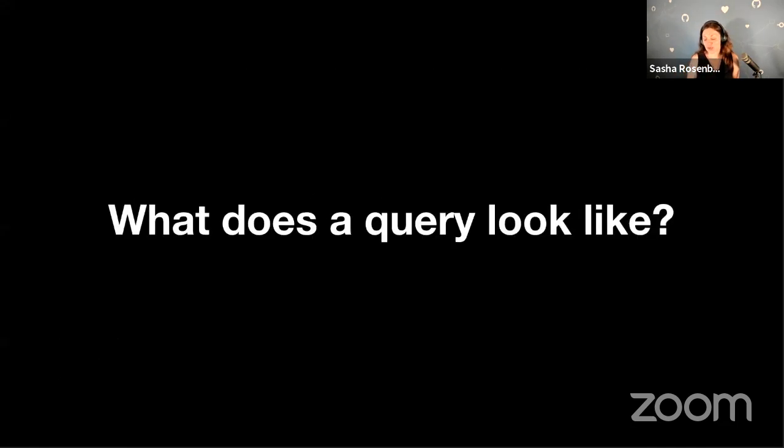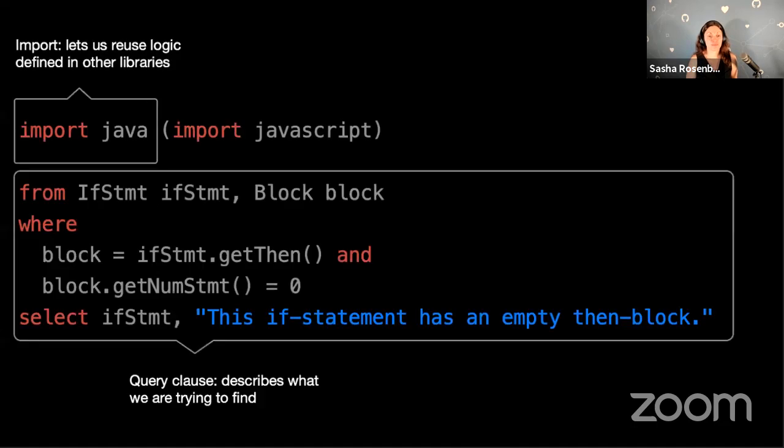So let's talk about what a query actually looks like. A query is basically a statement that starts with something like import the language library. So it's import JavaScript or import Java or whatever language you're actually using. And then there's from, where, and select, right? So again, if you're familiar with SQL syntax, it looks kind of similar to that. And then there are logical operators like and, or, and such that you can use there. So you start with declaring.